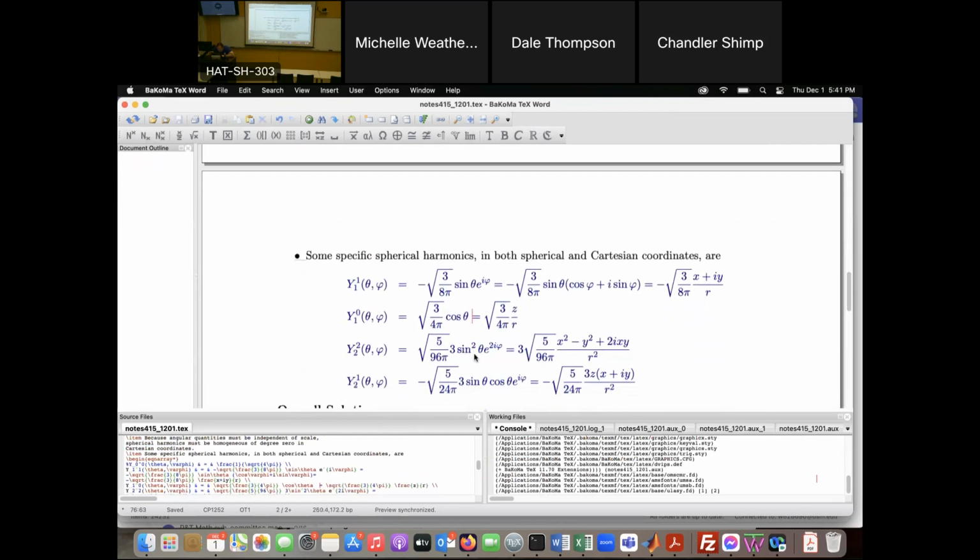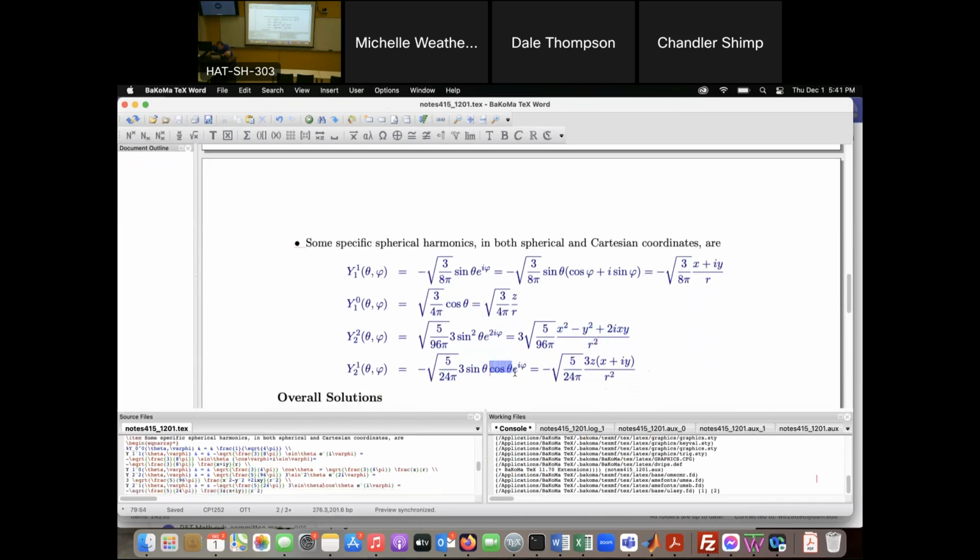So here we have sine squared theta and then e to the 2i phi. So that's going to be cosine of 2 phi plus i sine 2 phi. But then using trig identities, we can express these in terms of sine theta and cosine theta and arrive at this expression. So we have quadratic above and below, still homogeneous of degree 0.